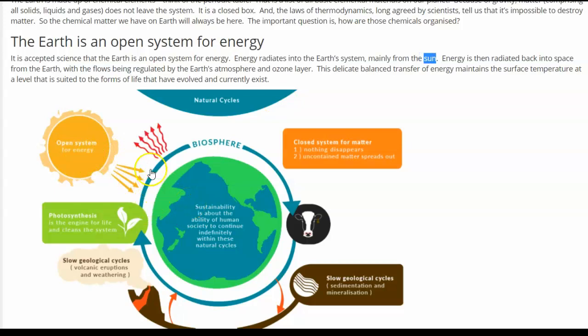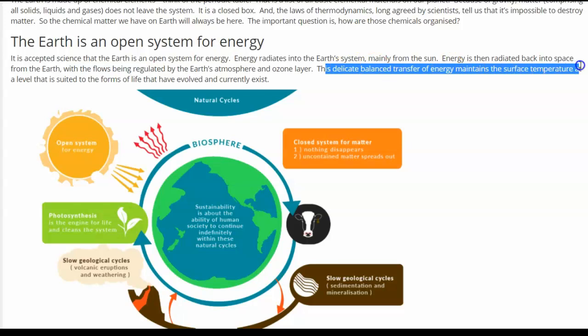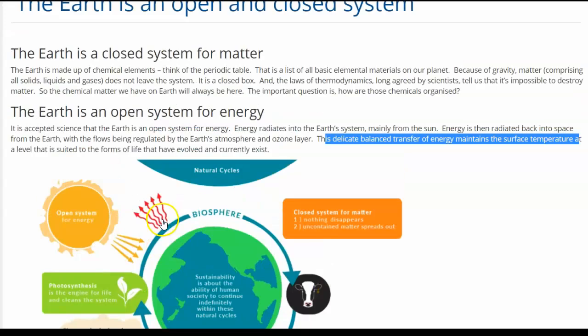Energy can be radiated back out of our atmosphere. And the flow of that energy is regulated by Earth's atmosphere and our ozone layer. And this delicate balanced transfer of energy maintains our surface temperature here on Earth. Without it, we wouldn't be able to live, would we? All right, so think about that. This is a question on your quiz today.